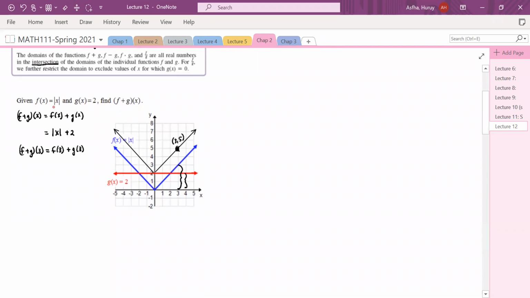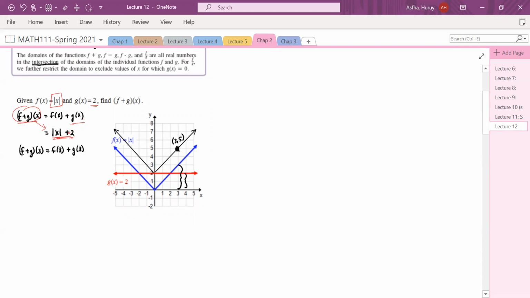Let's say we have f of x equals absolute value of x, and g of x is 2. Now, (f plus g) of x means f of x plus g of x. What is f of x? Well, f of x is this. And g of x is a constant function. Therefore, (f plus g) of x is the sum of f of x and g of x, which is absolute value of x plus 2.